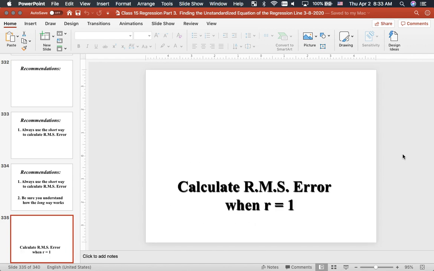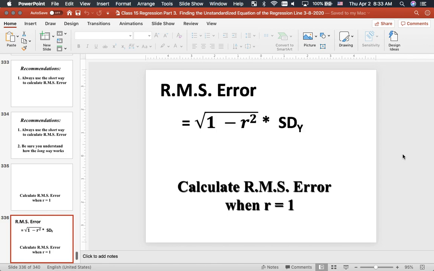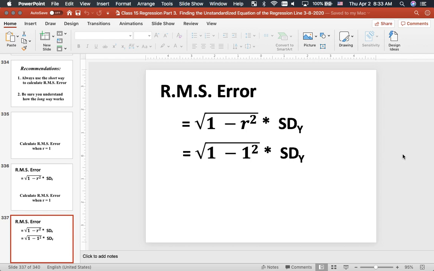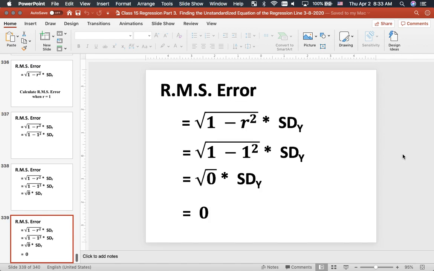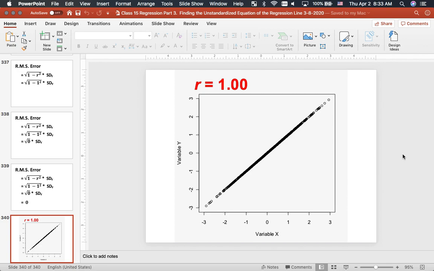What's RMS error when r equals 1? Let's think about it. Where are all those dots on that line? Where are those dots if the regression has a correlation coefficient of 1? Guess what? 1 squared is 1, 1 minus 1 is 0, so 0. There's no error because all those dots lie on that line. So you can just think about it like that. There's no error because it's a perfect relationship between x and y.